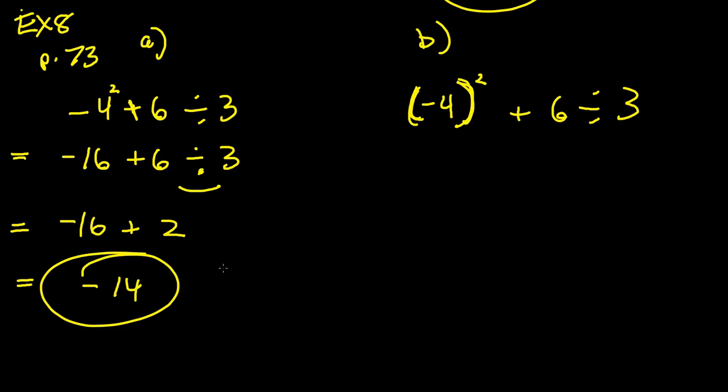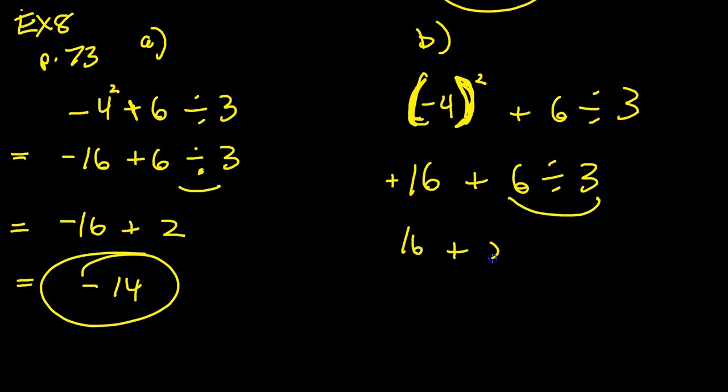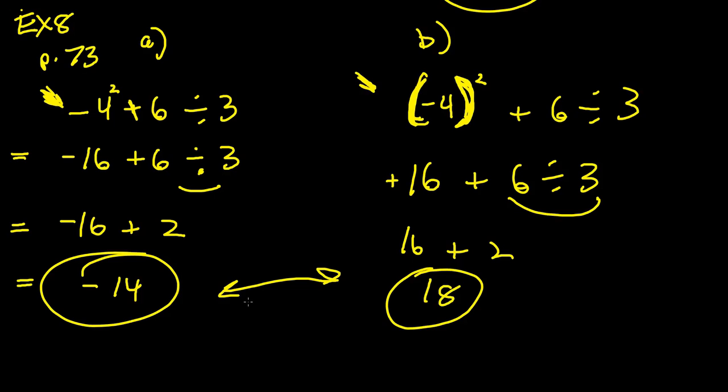Final answer. Let's look at the B part with these parentheses, including the negative sign before the exponent operation. So minus 4 squared is positive 16 plus 6 divided by 3. And we'll get a very different answer here. 6 divided by 3 comes next. 16 plus 2 is 18. So please notice whether you have the negative sign inside or outside the base of an exponent expression makes a big difference in your answers.